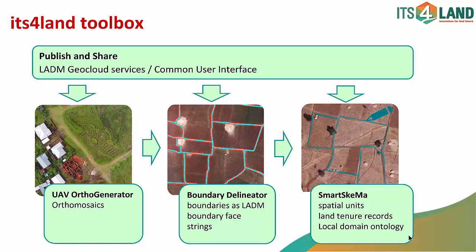The UAV author generator is a tool for creating author mosaics from photos captured by unmanned aerial vehicles. The second tool, the boundary delineator, is a tool for interactive delineation of visible boundaries from remote sensing imagery. Smart Schema is a tool for land tenure documentation using hand-drawn sketch maps.